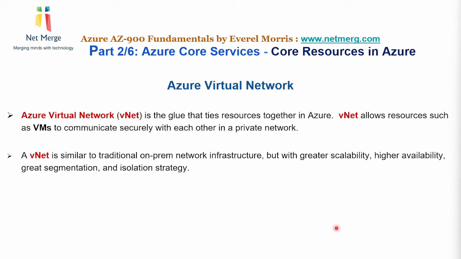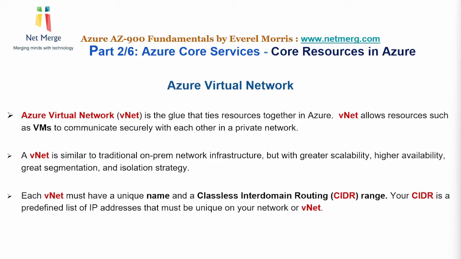So that's the main purpose for your virtual network. Now, a VNet is similar to a traditional on-prem network. I mentioned that infrastructure, but with greater scalability. I'm sorry, so higher availability, greater segmentation, and isolation strategy. So this is different from your on-prem. These are the notable differences. You get greater scalability, higher availability, great segmentation, and great isolation strategy that you could employ as part of your network security posture as well.